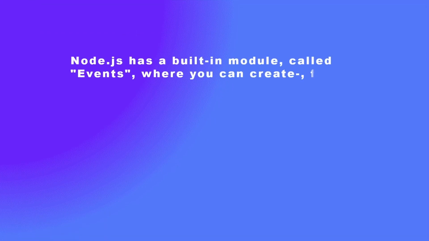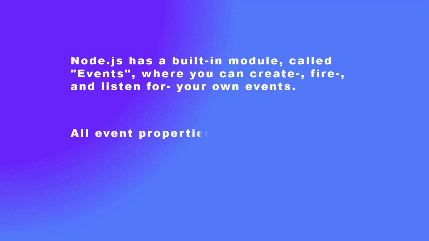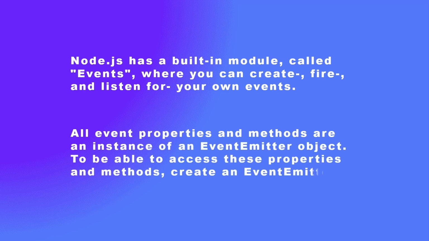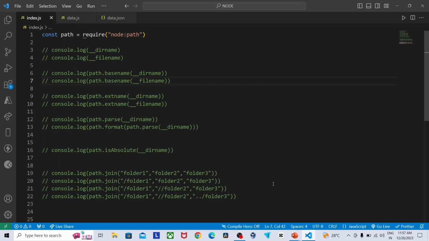I'm going to explain about built-in event modules. Node.js has the built-in module called events where you can create, fire, and listen for your own events. All event properties and methods are an instance of an EventEmitter object. To be able to access the properties and methods, create an EventEmitter object. So let's start the practical demonstration.